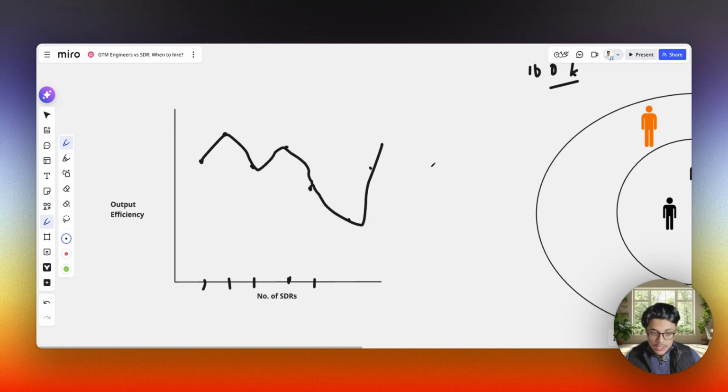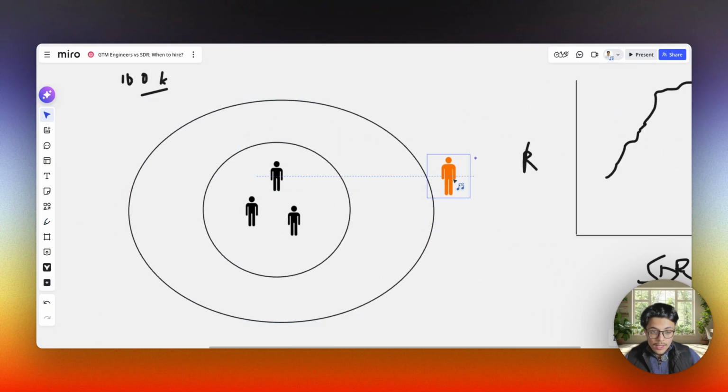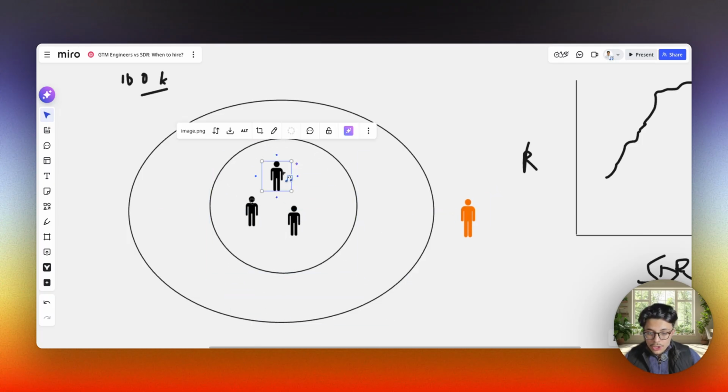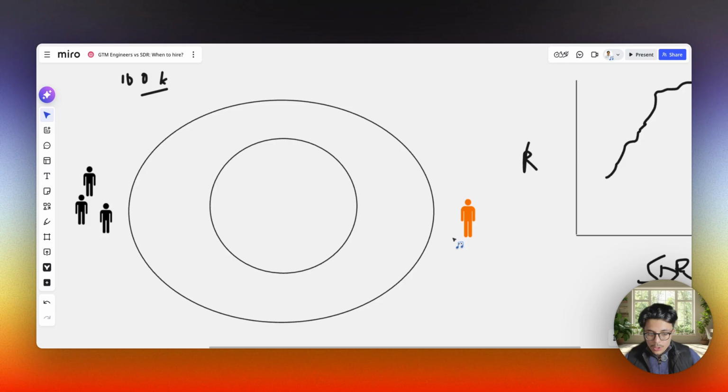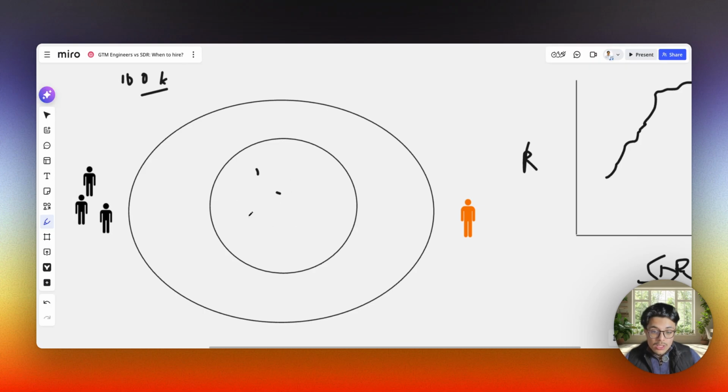We'll talk about that in a second, but before that, let me show you what an SDR should actually be doing and how everything works. So let's say these are your SDRs, and we'll talk about the person in orange later. What SDRs should mostly be doing is building relationships and trying to get deals with people. They should be doing things that are not usually scalable.